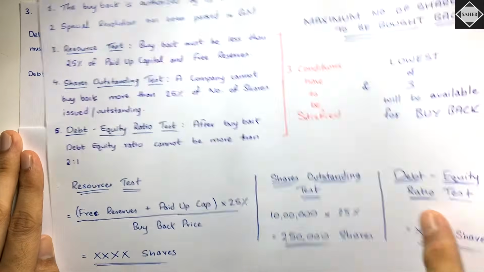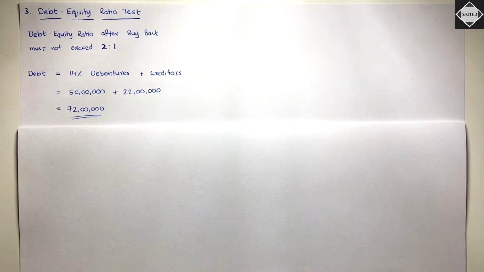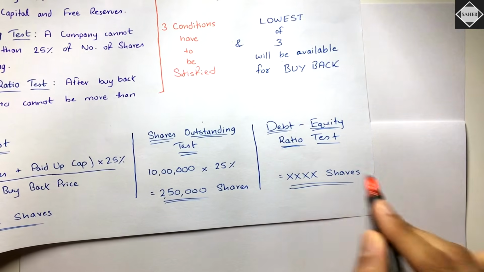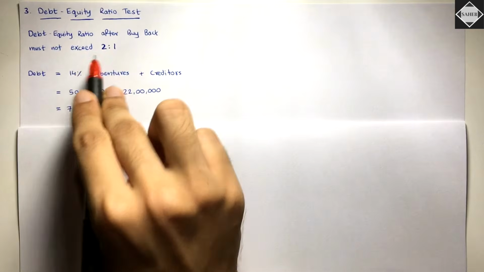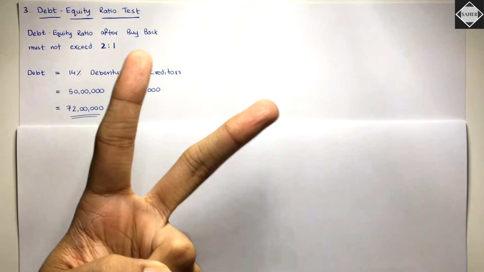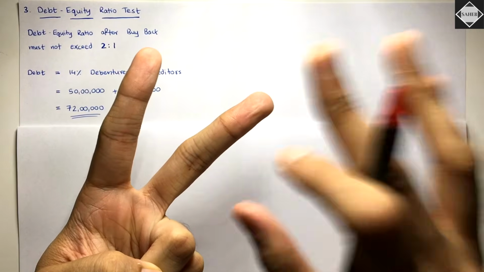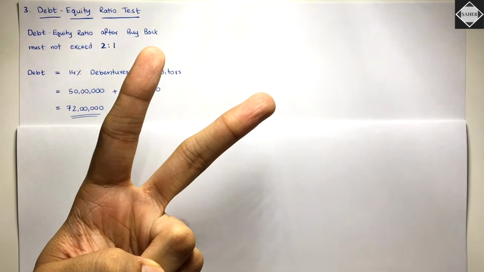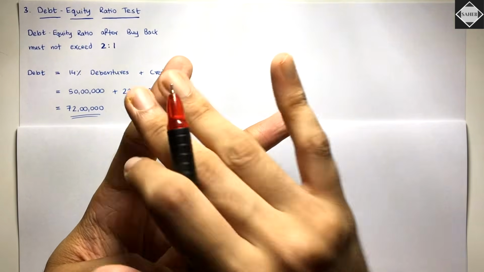Now there are two ways to do the calculation under this debt equity ratio test. At the end what will you get? You will get the number of shares only, the maximum shares you can buy back and maintain the debt equity ratio at 2:1. But as I said, we have two methods to do this. The first one is the long method where we use the equation and all, but right now we are not going to see that because that will confuse you. Leave that. We will use a shortcut method.